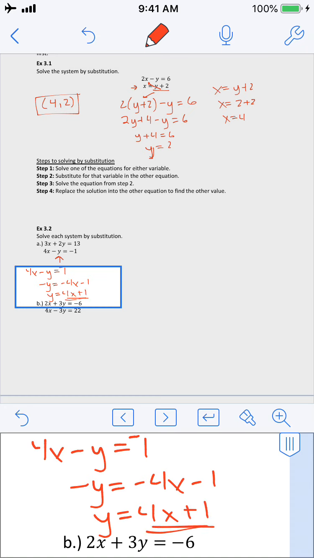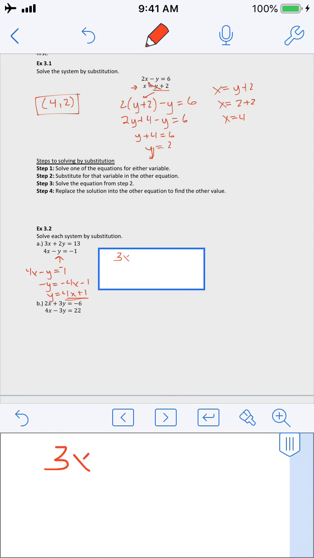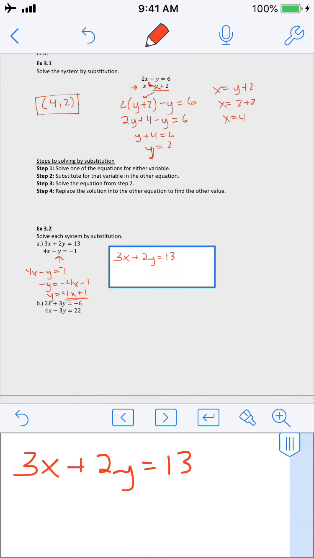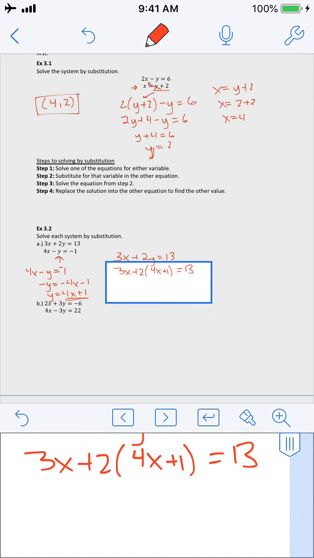Now I'm going to take this information that y equals 4x plus 1, I'm going to take the other equation, and I'm going to take out y, 3x plus 2, and plug in what we just solved for. And that's the substitution step. That's the step where I substitute out y and I put in what it equals. Okay. This has only x's, so I can solve that.